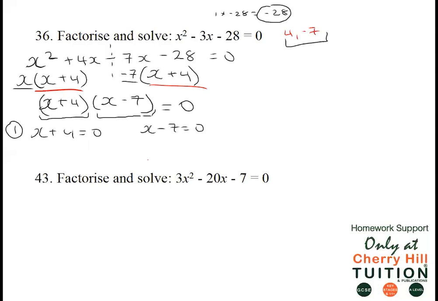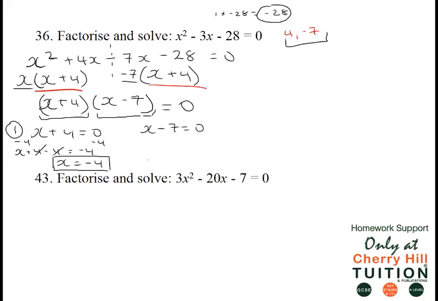So if we look at the first one here, we need to minus 4 on both sides to get x on its own. So x plus 4 minus 4 is equal to 0 minus 4, which is minus 4. On the left-hand side, the 4's cancel out, so x is equal to minus 4. So that is one of your solutions.